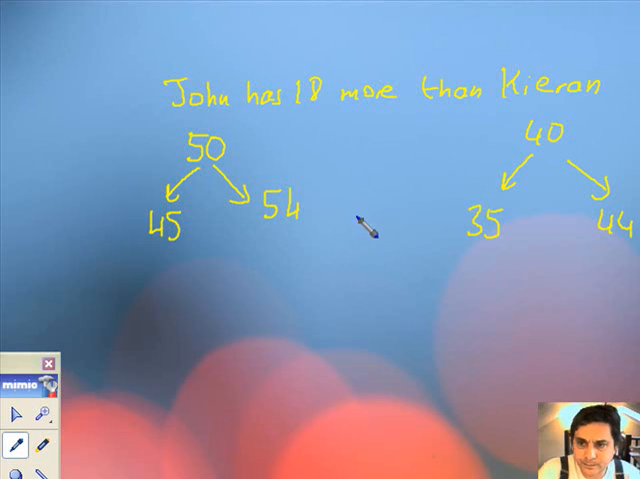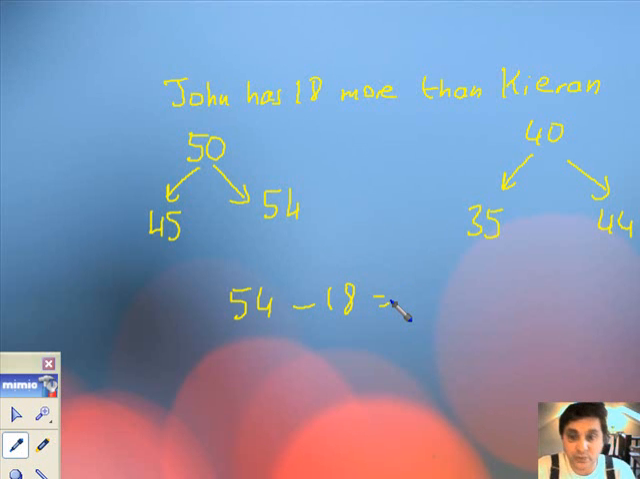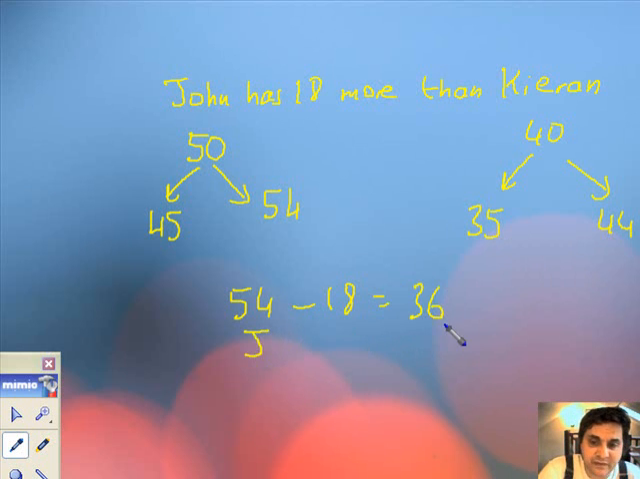Now, let's have a look. 18. What is it from there to there? John could have, let's say, if John has 54, if I take away 18, again I'm doing this by experiment live, not sure what's going to happen now. So if John's got 54 maximum and I take away 18, is Kieran allowed to have 36? Yes he is, because he can be as low as 35 but not more than 44. So that's one answer. John could have 54, Kieran could have 36.